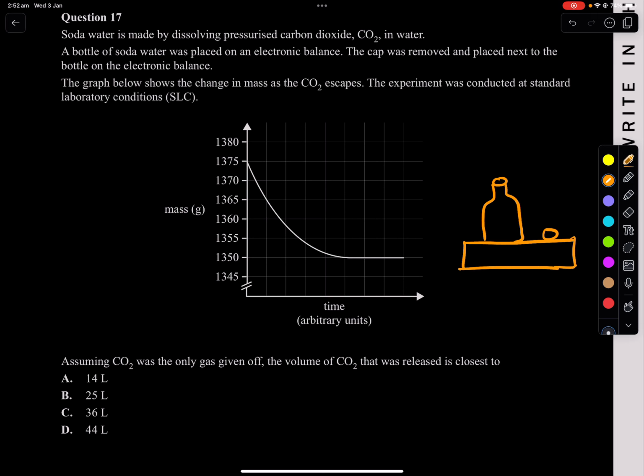So as you can see, the cap was removed and placed next to the electronic balance. It makes sense. The graph below shows the change in mass of CO2 escaping. The experiment was conducted at standard laboratory conditions. Assuming CO2 was the only gas given off, the volume of CO2 that was released is closest to 1.